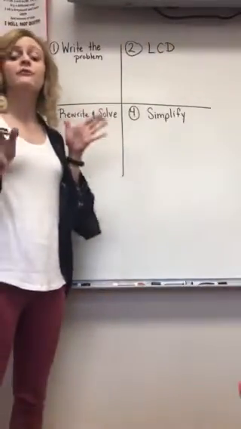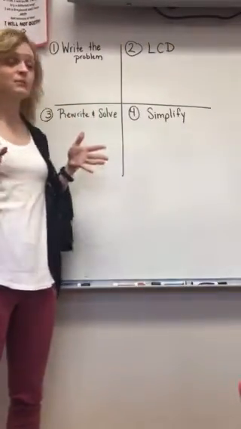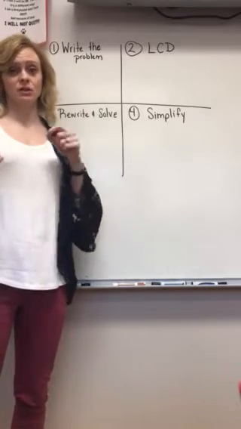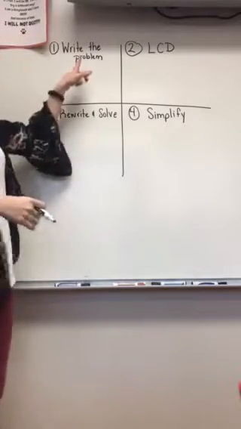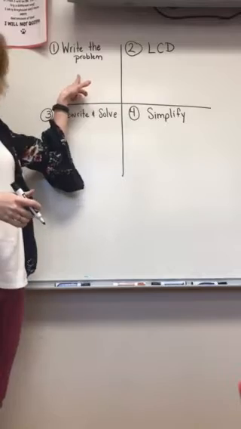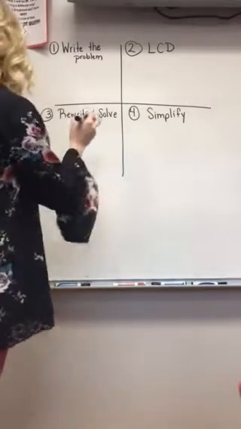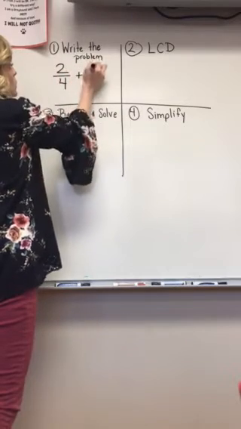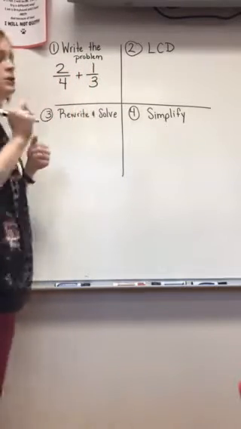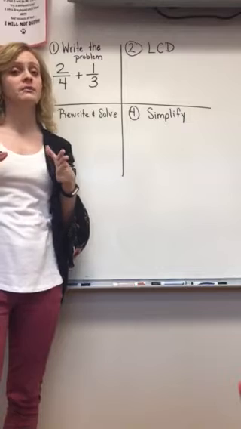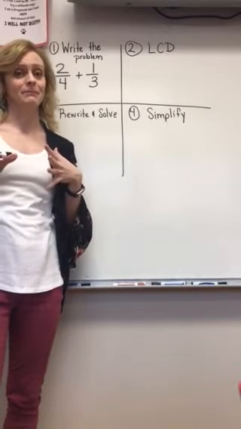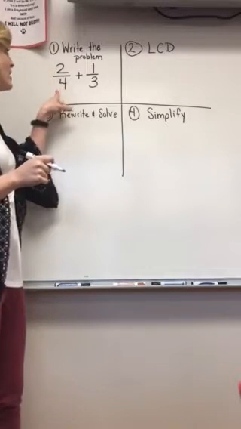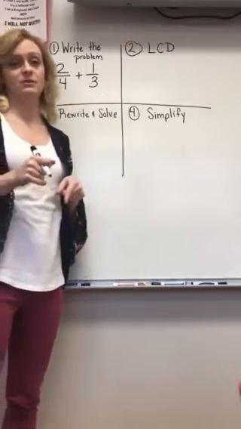We're going to go over the 4 square for adding and subtracting fractions with unlike denominators. So if you see here, my first step is to write the problem, and we are going to do 2/4 plus 1/3. We know when you add or subtract, the denominators have to be the same. So we can see here we have unlike denominators.